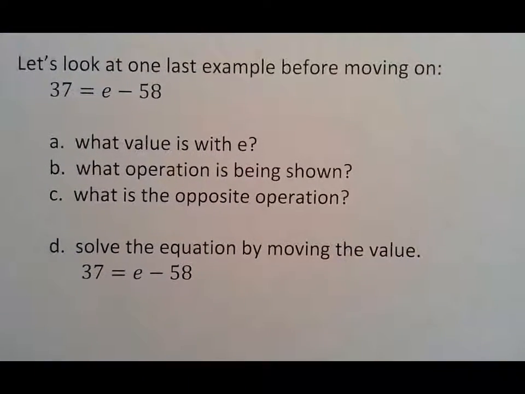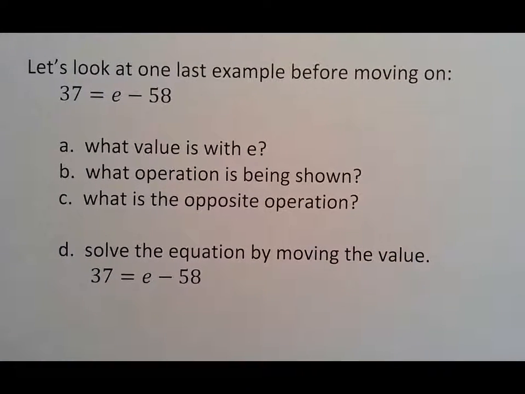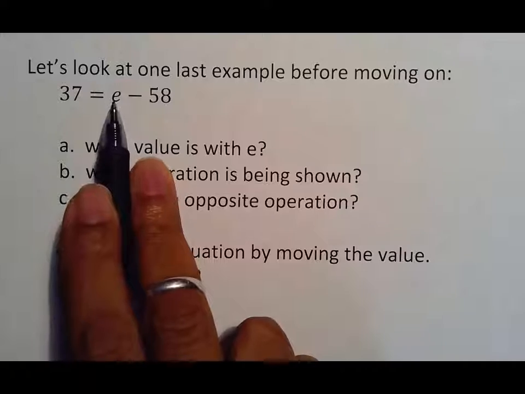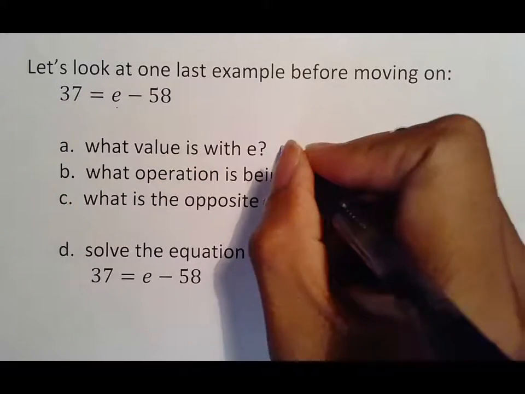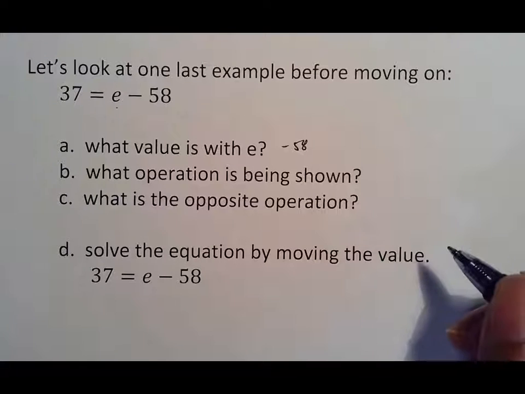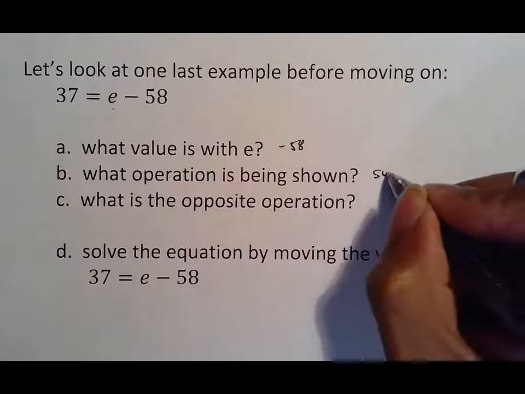One last example. 37 equals E minus 58. Again, you have to train your eyes to see what value is with E. So find E. It says E minus 58. So remember, you have to put negative 58 is with E. What operation is being shown? That's E minus 58. So this is subtraction.